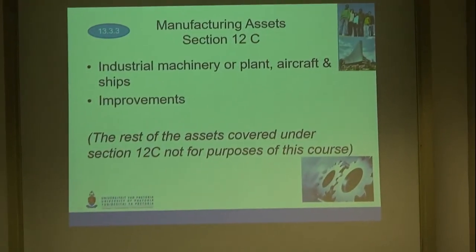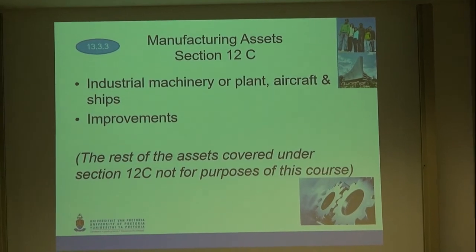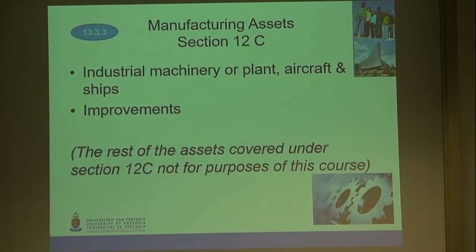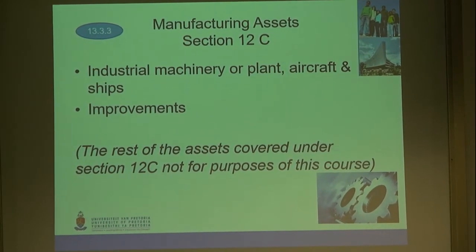All right, now 12C, I keep referring to it as the manufacturing section, but it is also a section that deals with other kinds of assets. It deals with hotel keepers, which we don't do on this course. The ones that we're going to do on this course are the manufacturing assets, and then also aircraft and ships. They also fall under 12C. But I'm first going to deal with the manufacturing assets, because we do treat them slightly differently.